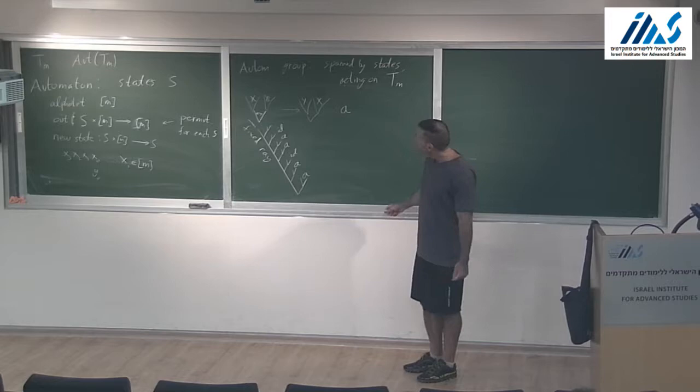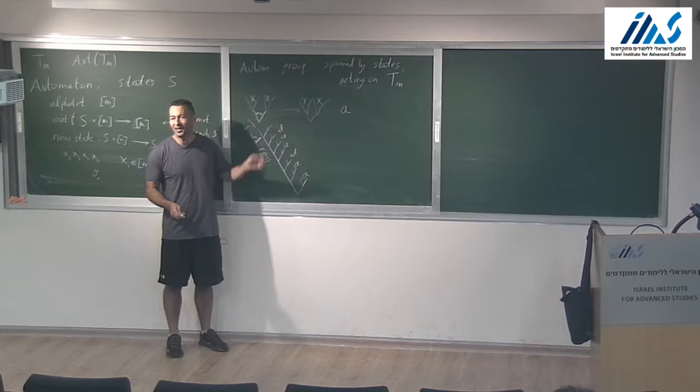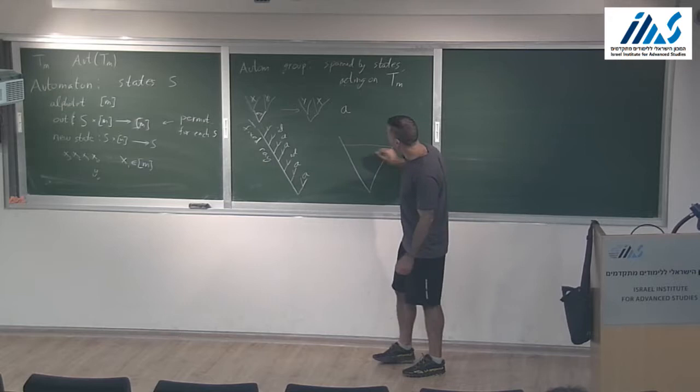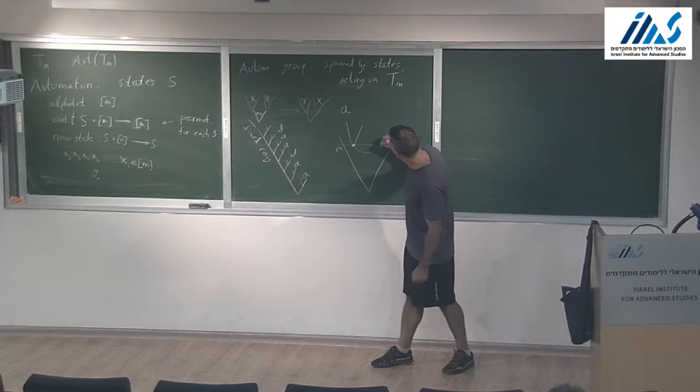And you can easily see that this is described by an automaton. So you either have the state where you are going to do this, or you have the state where you are going to do this, or you have the identity state. And if you have in the tree, at level M, some vertex, this vertex is going to be mapped to some other vertex on the same level. And the subtree above this is going to be mapped to the subtree above this level.